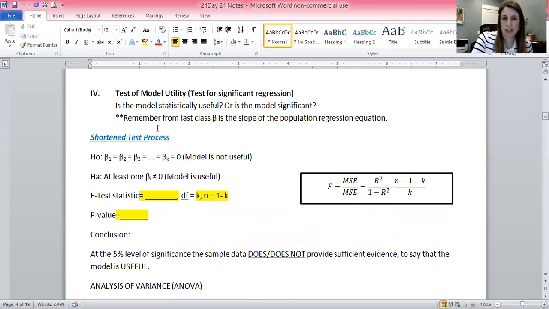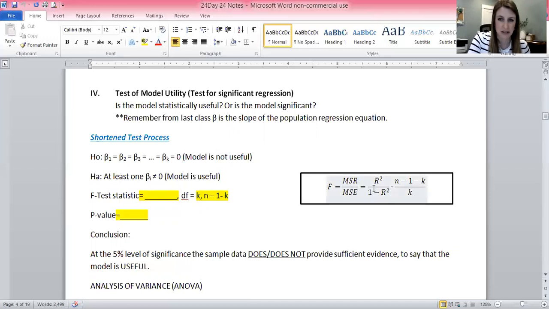So again, we're going to use a shortened test process. Remember beta, that's the slope or the coefficient in front of my predictor variable. So here, in my shortened test process, my null is that all the betas equal 0. My HA, at least one is not 0. I'm going to report the F and the degrees of freedom. Take a look at these degrees of freedom. It's the same thing we've been looking at. It's the degrees of freedom of the numerator, comma, the degrees of freedom of the denominator, right? Because F is a ratio.